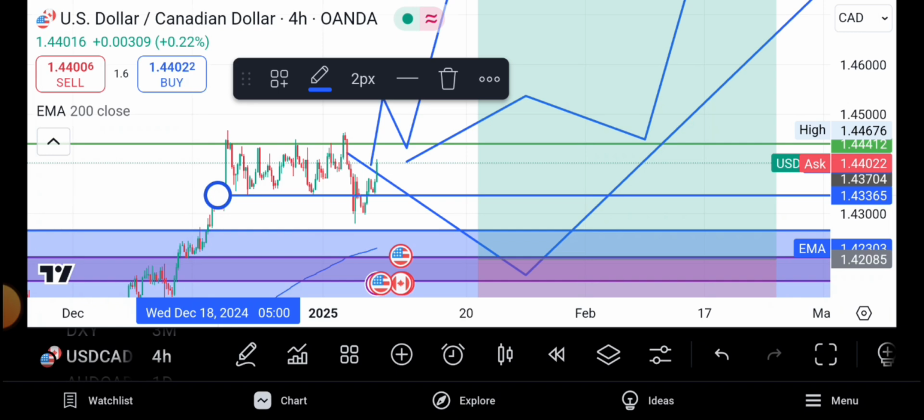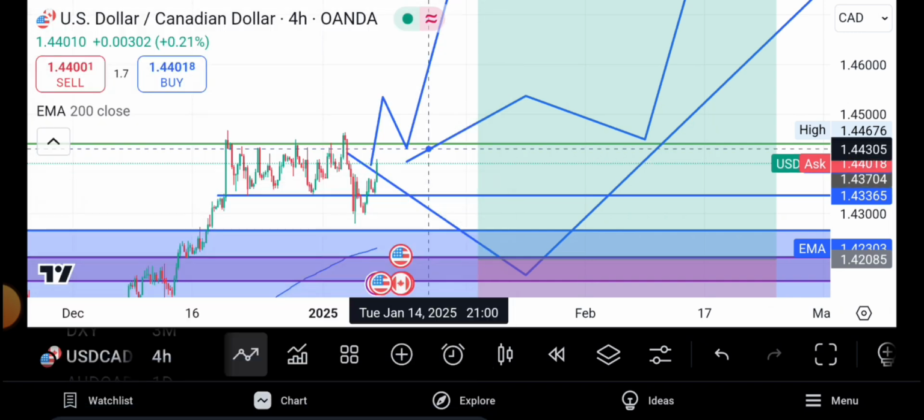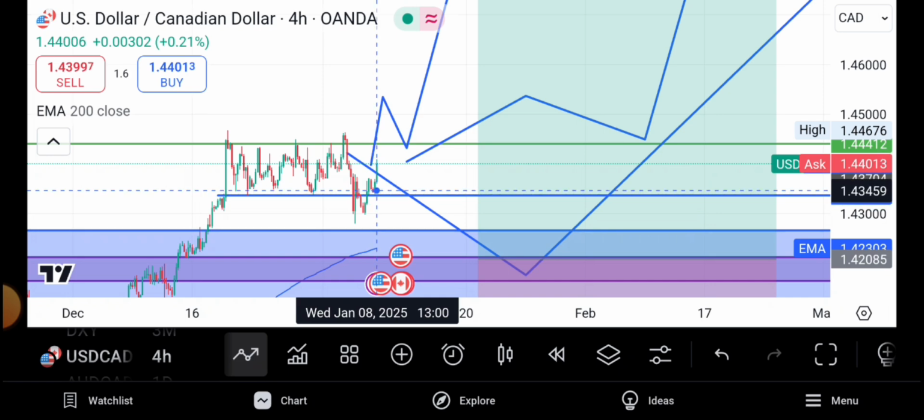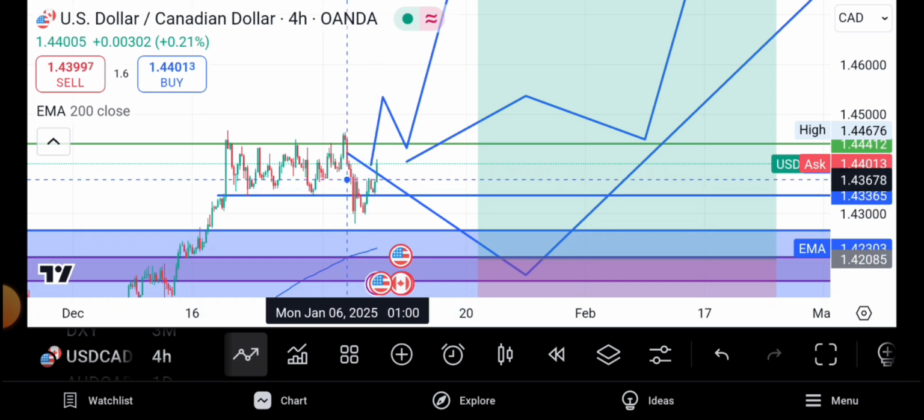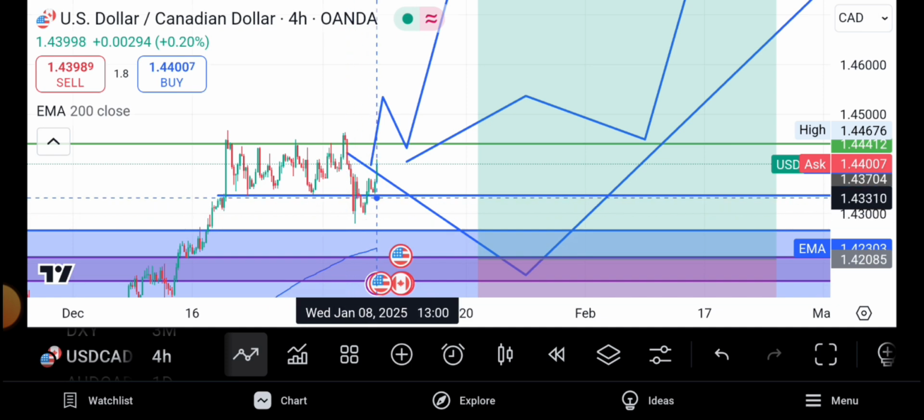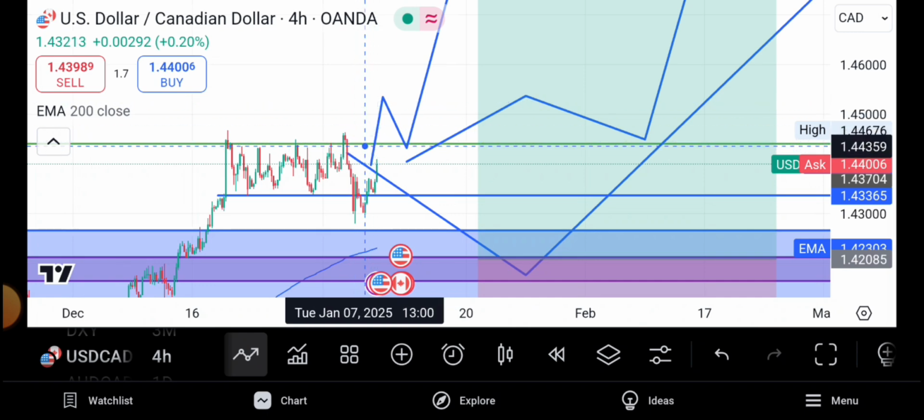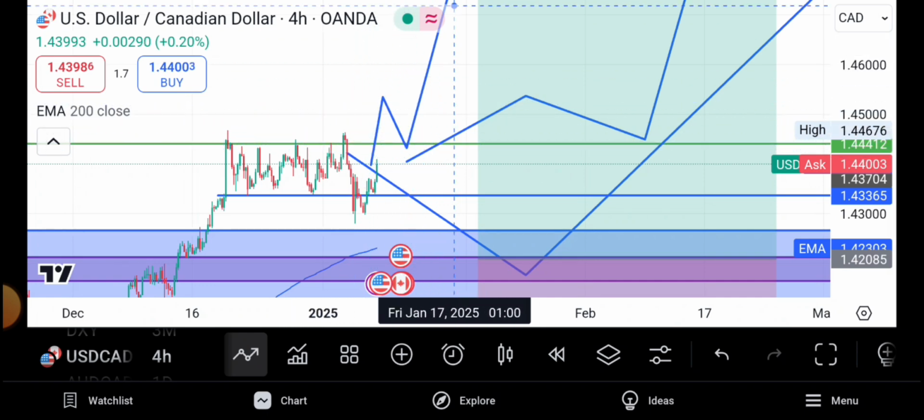In the 4 hour time frame, if you have not bought from this zone, because the market was ranging, we grabbed the liquidity and we retested, wait for the price action to break this resistance, and then you continue to buy.